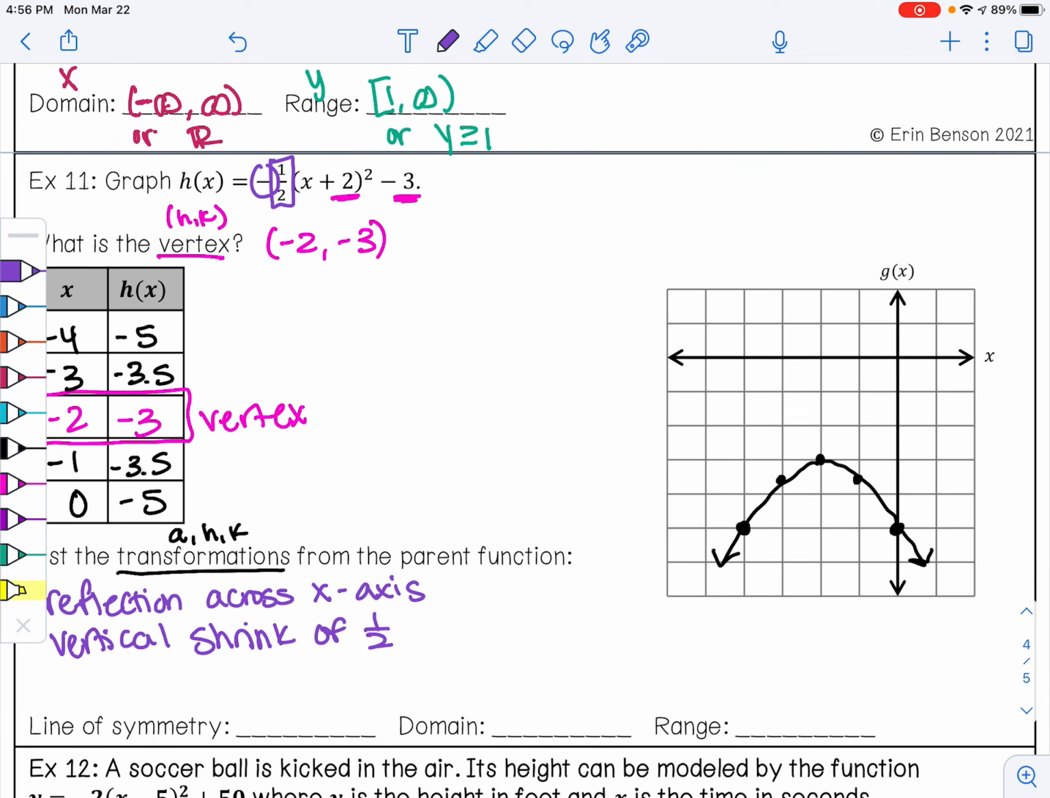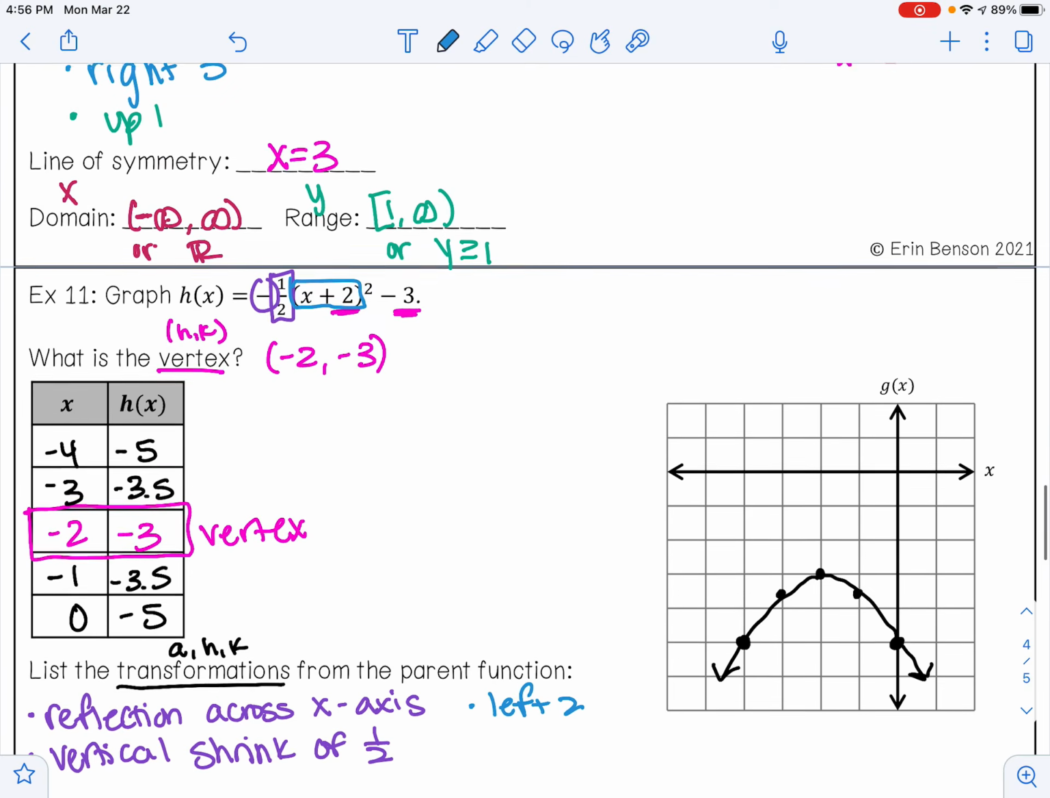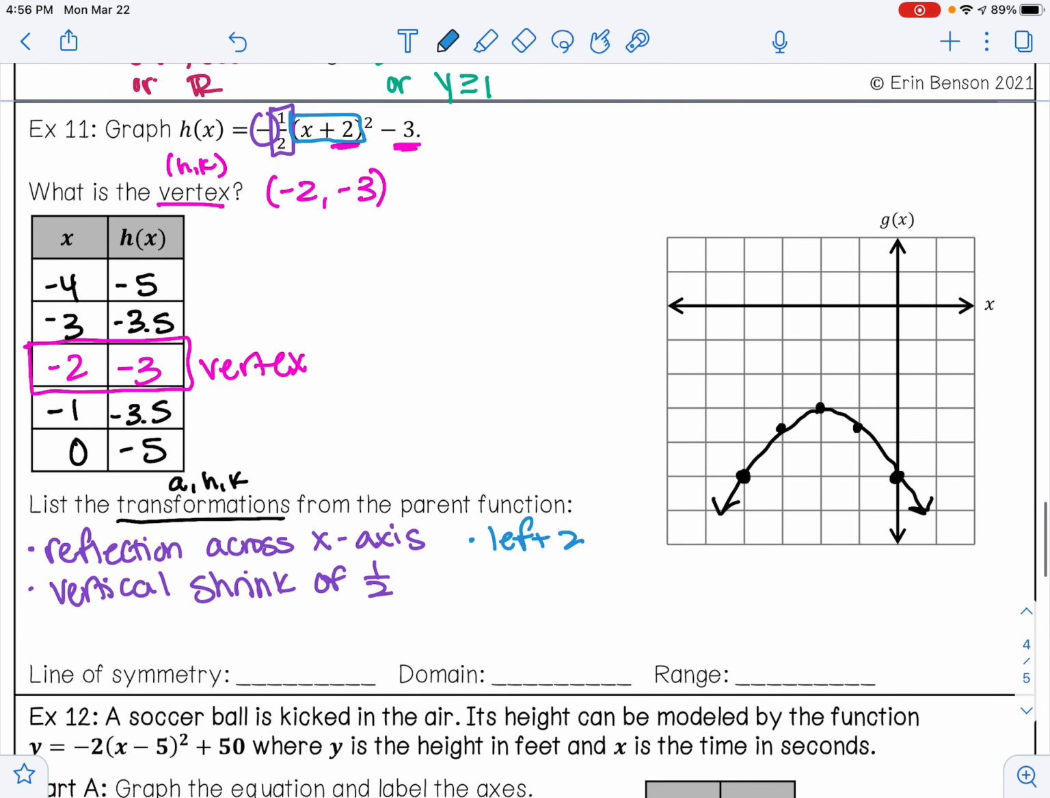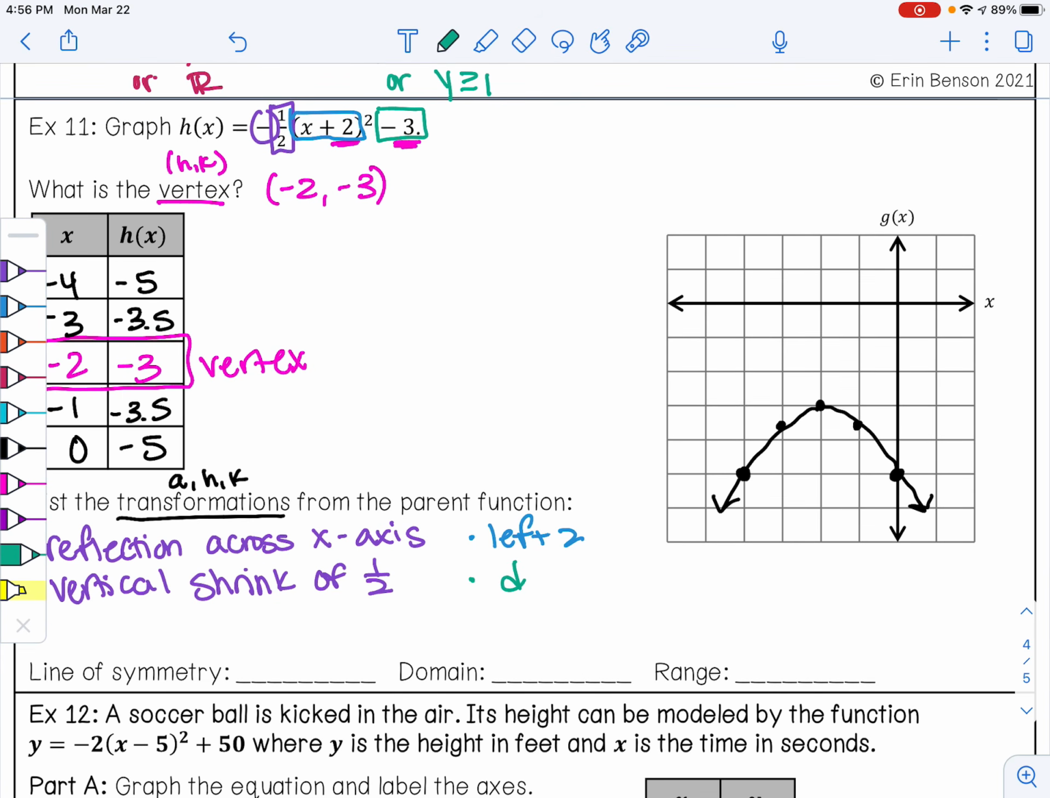X plus 2 tells me that I have also gone left 2 units from the parent function. And then this -3 here on the end tells me that it has gone down 3 units.